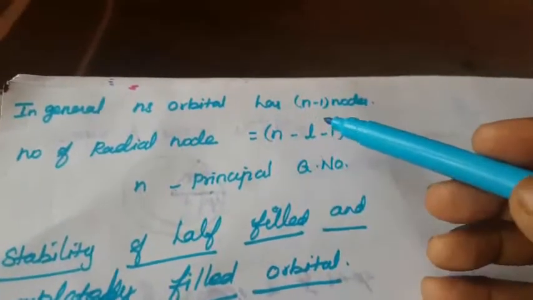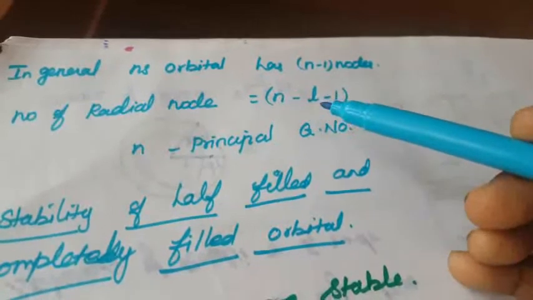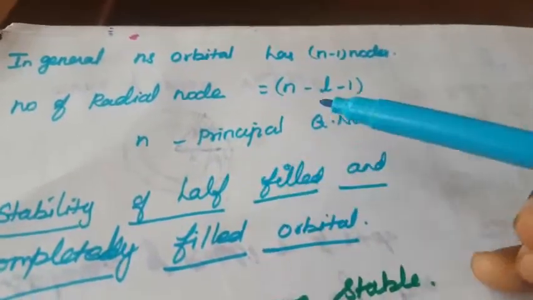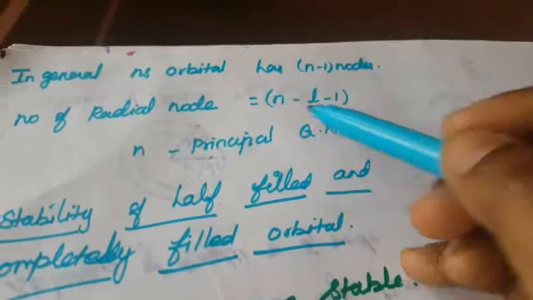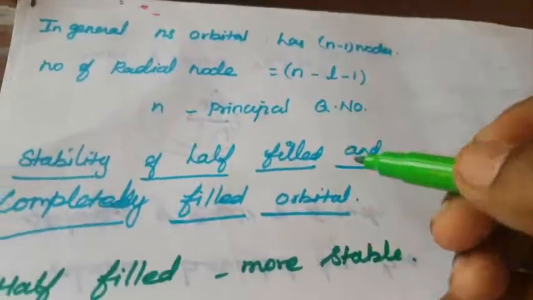So again, what is the formula of the radial node? In general, an ns orbital has n minus 1 nodes. So what is the number of radial nodes? n minus l minus 1. This is the formula for calculating the radial node, where n is equal to the principal quantum number.